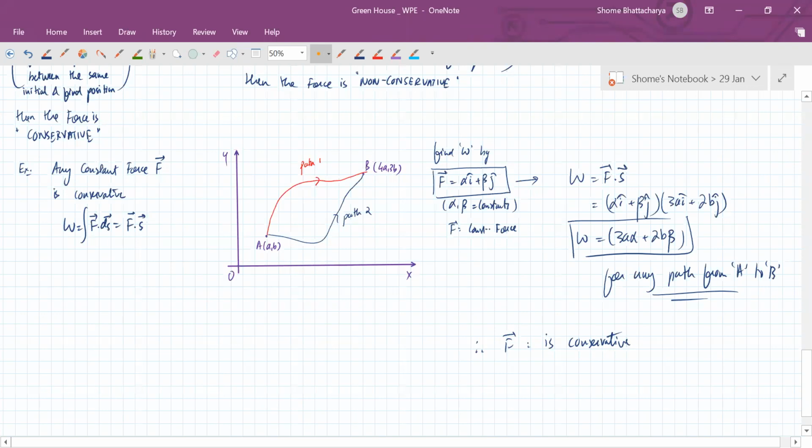So have you understood this example? Then we'll come to more complex examples, but just for the sake of this example, you can see how it will work. Now, of course, not always things are going to be so simple. We might have a variable force which is changing from point to point, and it's not so easy to show whether it is conservative or not. So we'll come to those examples also. But straight away, you can see that if the force is constant, then definitely it will be conservative, because for any path, the work done will be the same.